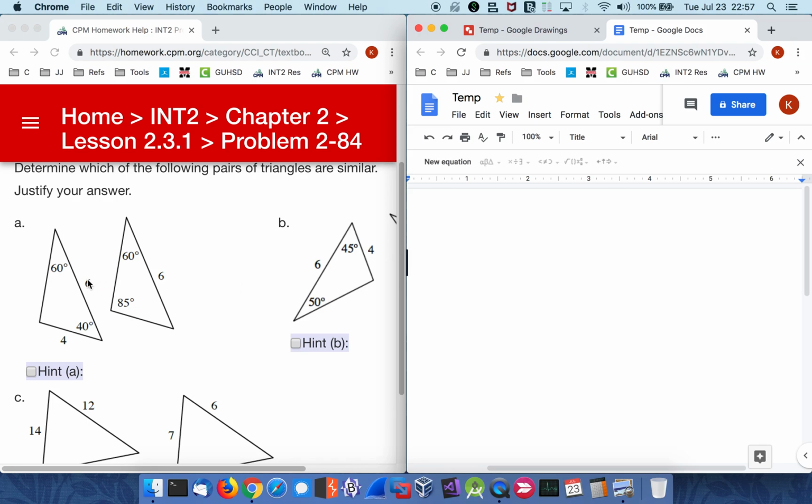So we've got 60 and 40 over here. And what would the other angle be? Well, let's see. 60 plus 40 is 100, so the other angle will be 80, because there's 180 degrees in the triangle, so 180 minus 100 is 80. Well, here we know they're not similar, because this one has 60, this one has 85. It would need 80 here and a 40 here to be similar. So, A, not similar. Okay? Boom.